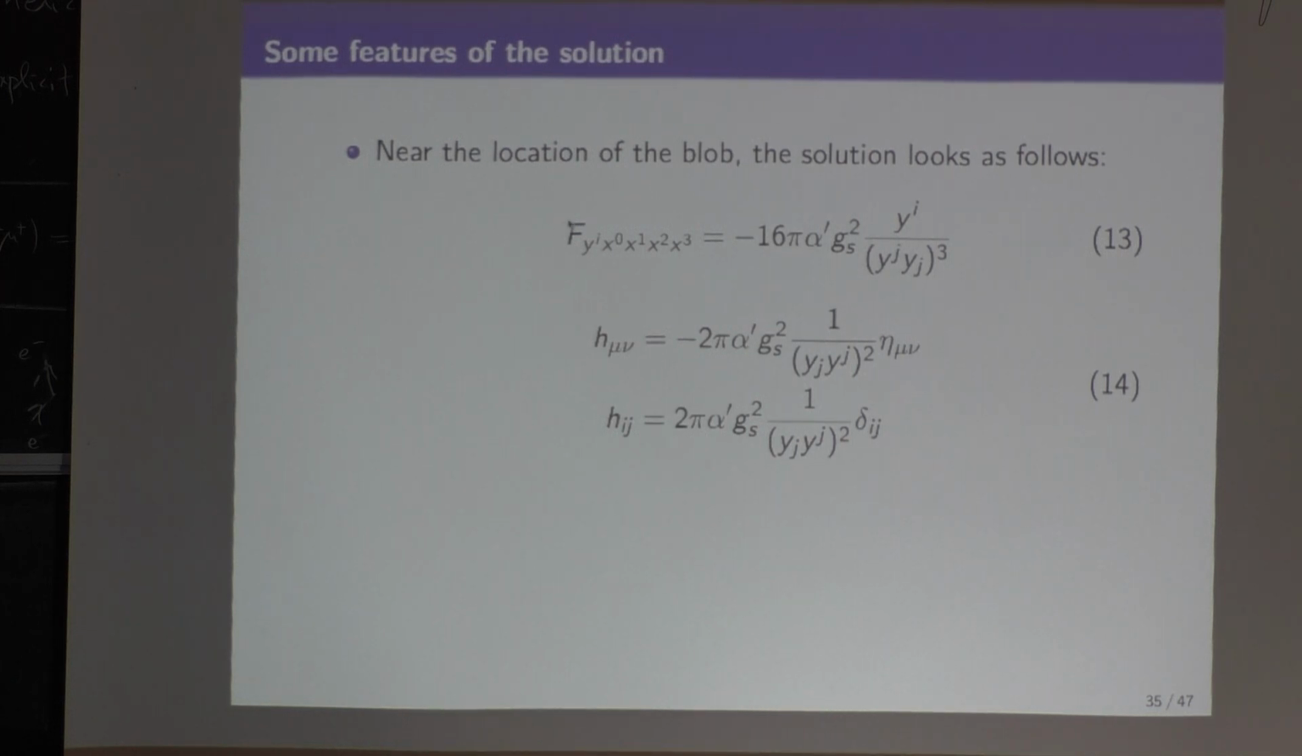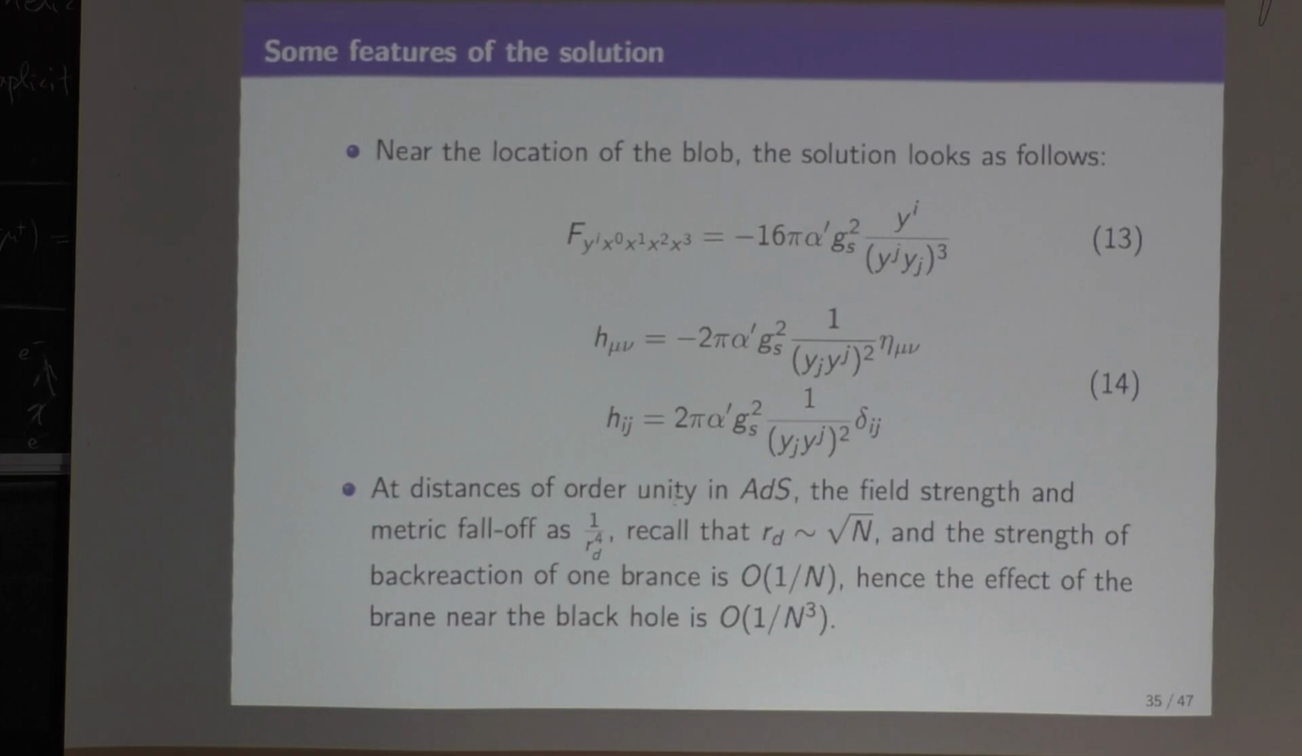Okay. So now we can just take the back reaction that we get from the LLM paper, and we can see that this is the 5-form field strength and this is the metric perturbation that this D3 brane has. And we can see that it has the correct singularities that the D3 brane should have. Okay. And in fact, we can also go to distances which are order unity in AdS. So suppose the D3 brane is very large. And we can check that the metric and field strength both fall off as 1 over r to the 4, where r is the size of the D3 brane. And because the strength of the back reaction from one brane is also order 1 over N, we can see that the effect of the brane near the black hole is subleading, order 1 over N.